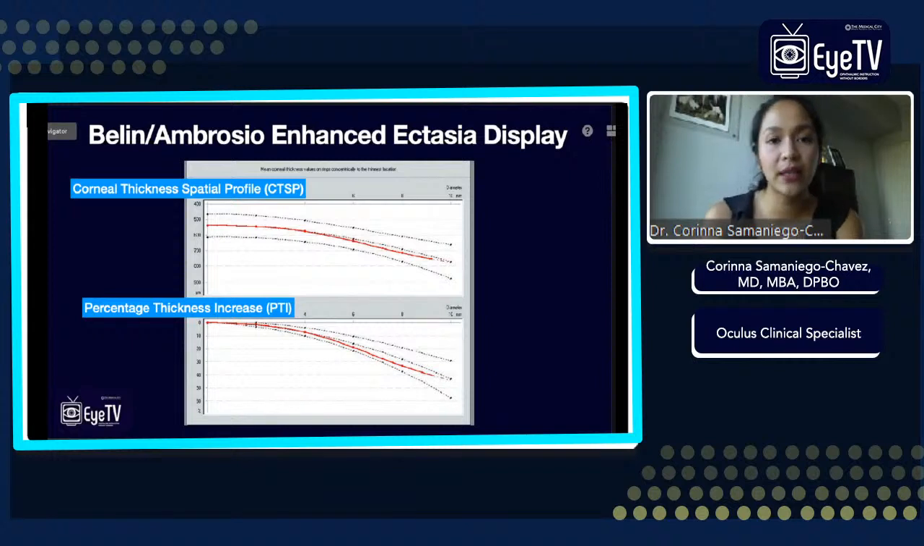So corneas with ectasia will show a more rapid progression of the thickening from the thinnest point to the periphery. Or put another way, ectatic corneas thin more rapidly than normal eyes, going from the periphery to the thinnest part of the cornea.